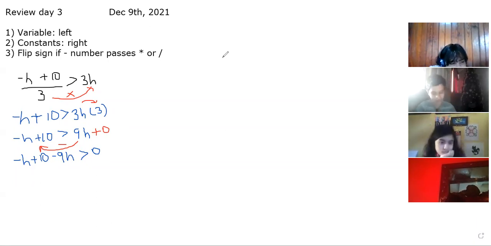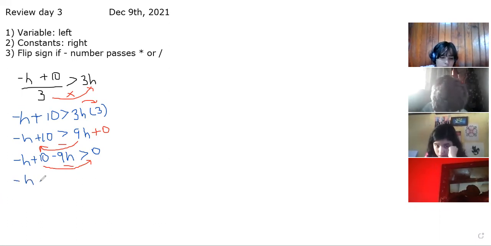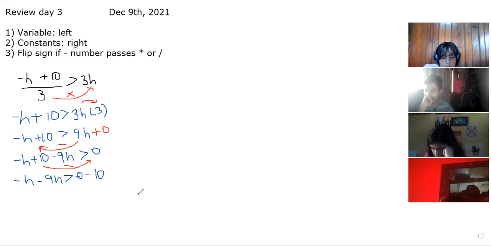Now, we have that, we need to pass the constant. Now you need to find the right. Yes, and the 10, how does it go, the 10 to the other side? Subtraction, yes, because it is positive. So we're going to have negative h minus 9h is greater than 0 minus 10. Now, if you have 0 minus 10, what is your answer on that side? Negative 10, right? Exactly, negative 10.